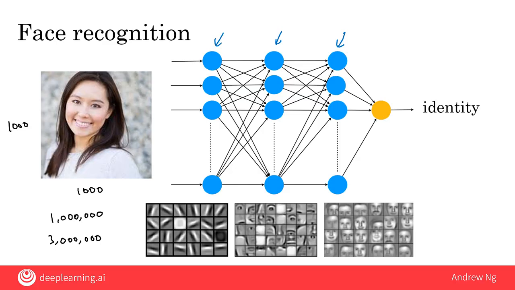And again, part of the magic of neural networks is that you don't really need to worry about what it is doing in the middle. All you need to do is give it a lot of data of pictures like this, A, as well as the correct identity, B, and the learning algorithm will figure out by itself what each of these neurons in the middle should be computing.